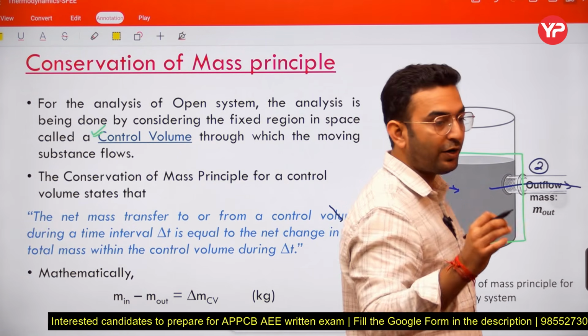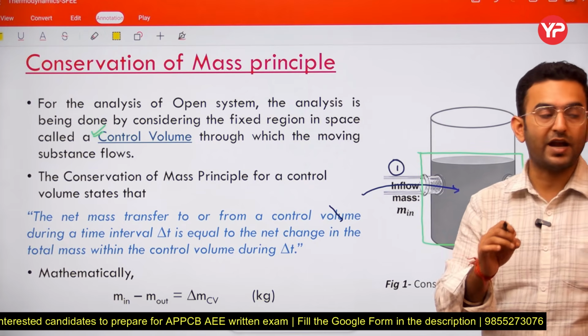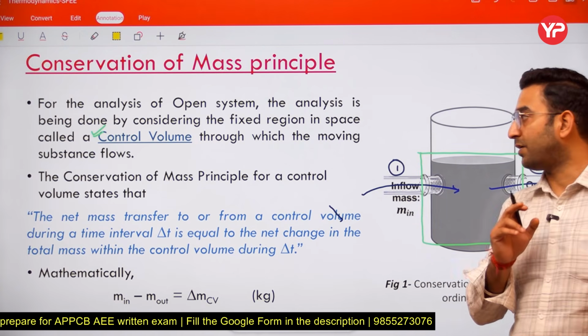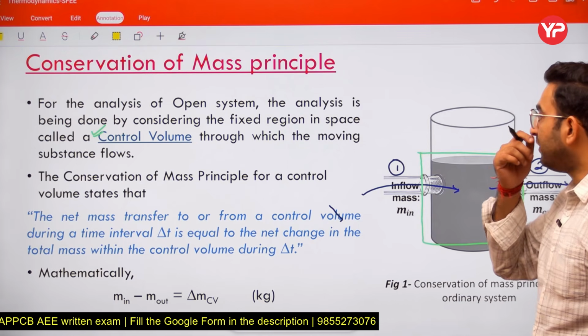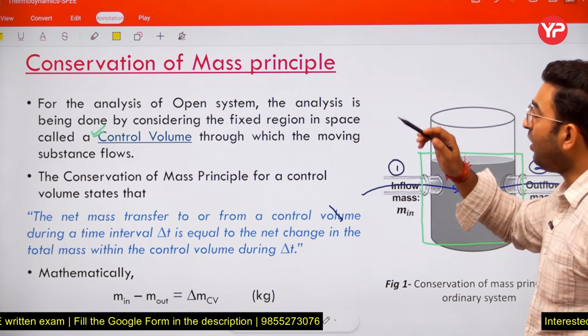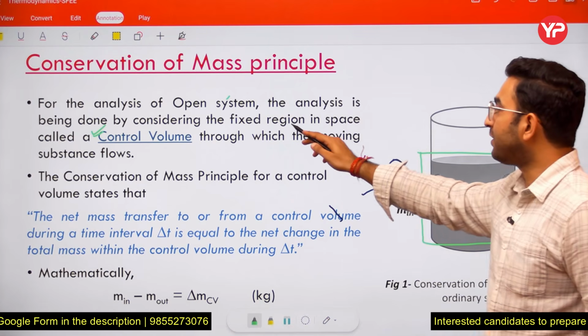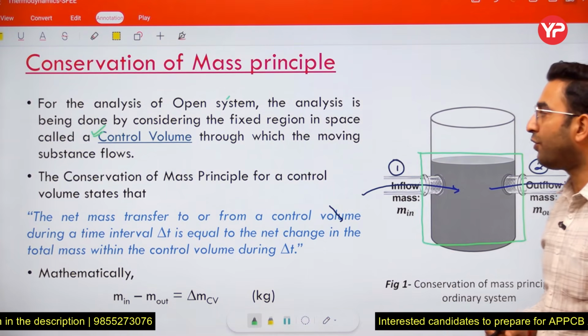It is very important to define it whenever we are doing the analysis of a control volume, whenever we are doing the analysis of an open system. Just remember that part. Now in this case what is happening? For the analysis of an open system, the analysis is done by considering the fixed region in the space which is known as the control volume.